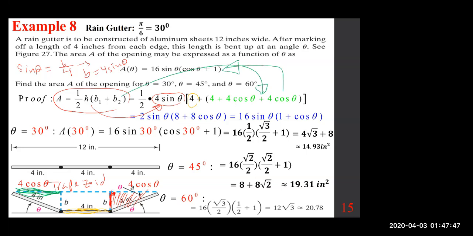Yeah, sure. B1 and B2. Sometimes they use lowercase b plus uppercase B. It's just two different bases. They don't have the same size. That is actually the definition of a trapezoid. It's a four-sided figure where two sides are parallel.